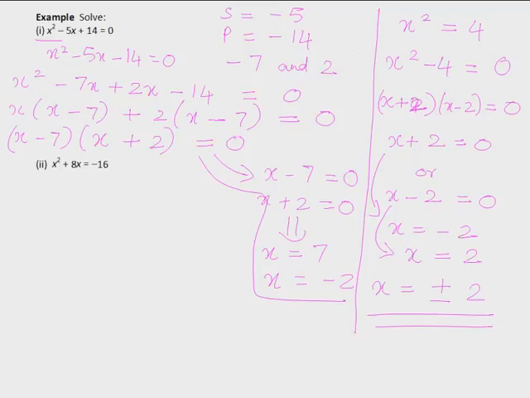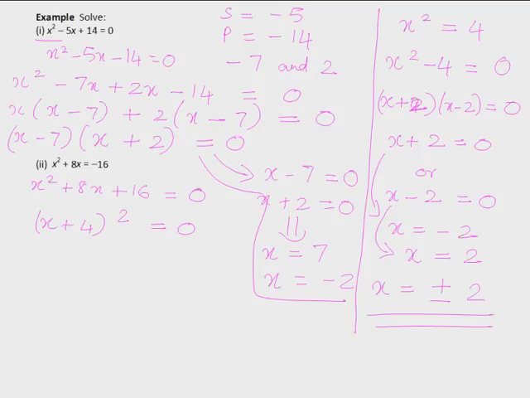How about this one? X square plus 8x equal to minus 16. Remember, I need 0 on the right hand side, so I'll bring the 16 to the left, and it'll become x square plus 8x plus 16 equal to 0. People may recognize the left hand side as a perfect square trinomial. It's actually x plus 4, the whole square. So I have my two factors. What are my two factors? X plus 4 and x plus 4. It's the same factor twice.